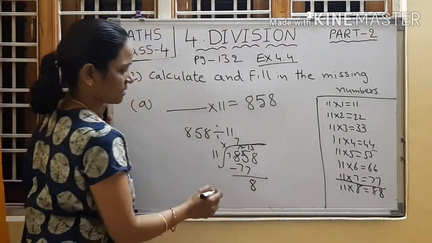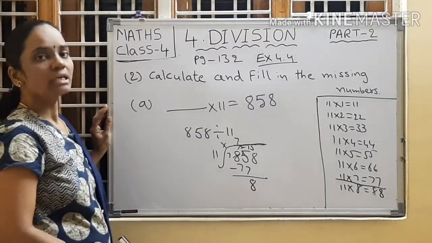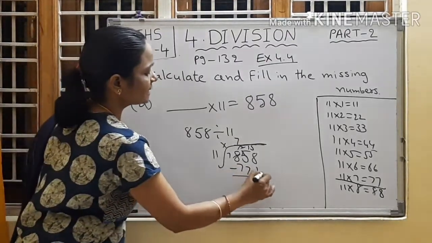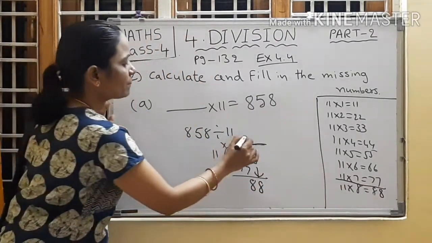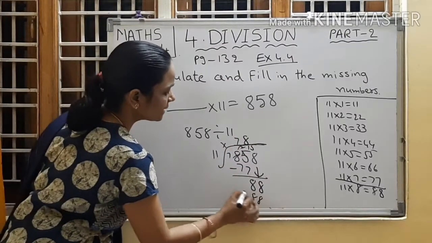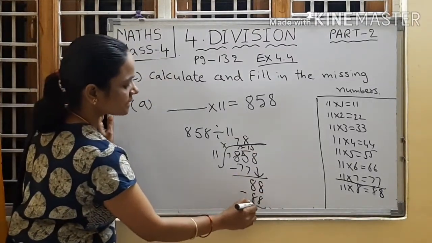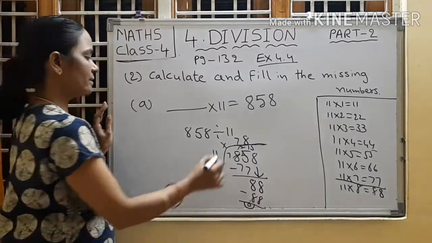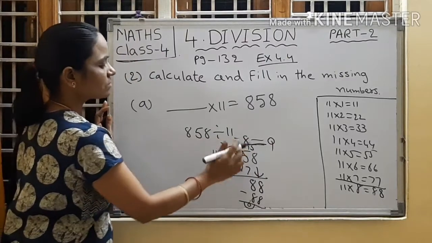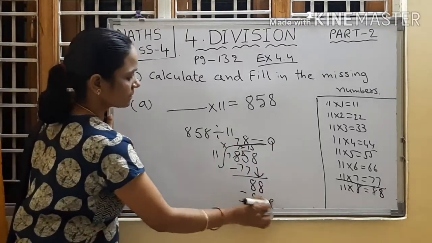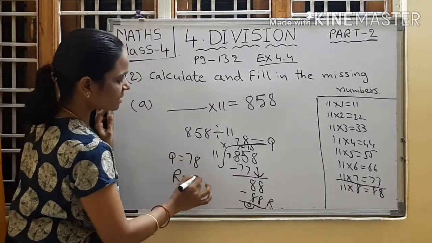Okay, 11 will not divide 8 now. What I have to do now? Bring down the next number, that is 8. 88. Yes. 11 8s are 88. So up, write down 8, down, write down 88. 88 minus 88 is 0, the remainder. 78 is the quotient. Quotient is equal to 78. Remainder is equal to 0.